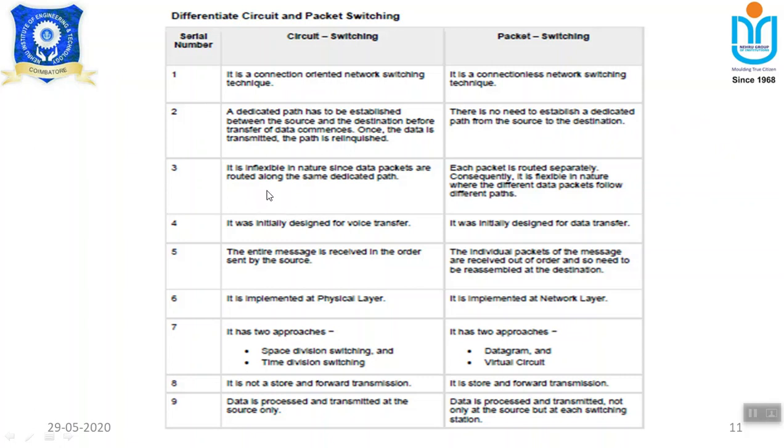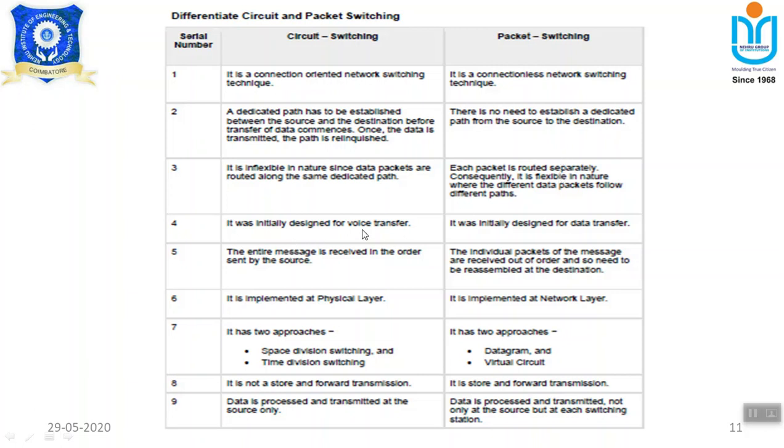Circuit switching is inflexible in nature since data packets are routed along the same dedicated path. I already told you, in a circuit switch network, if I am going to send 10 packets, all 10 packets have to follow the same route to reach the destination. Here in packet switching, each packet is routed separately, so consequently it is flexible in nature. If one route is busy, we can use another route to reach the destination. That is the advantage of having a packet switch network.